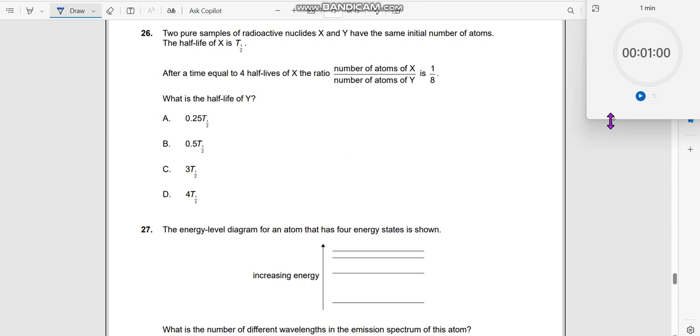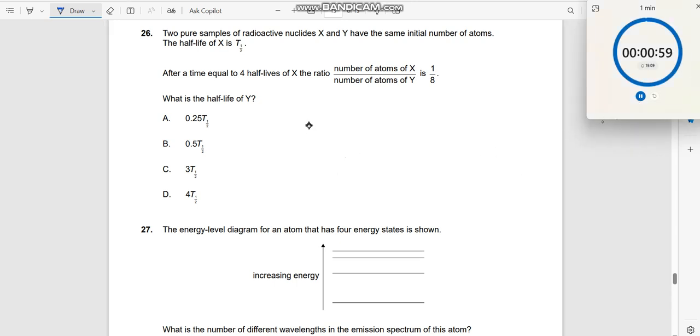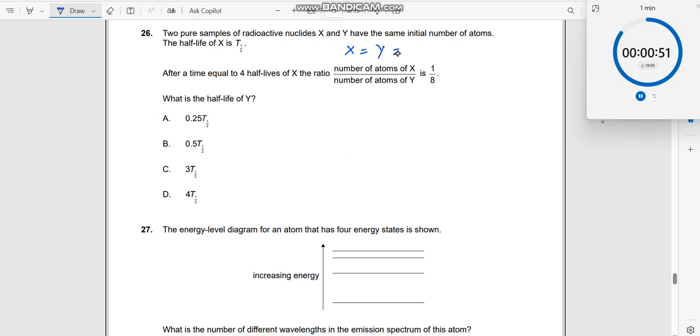Question number 26. Two pure samples of radioactive nuclides X and Y have the same initial number of atoms. What do we do? Let us assume the number of atoms of X and Y is equal to N0 initially. The half-life of X is T half. At a time equal to 4 half-lives of X, the ratio is 1 by 8. What is the half-life of Y?